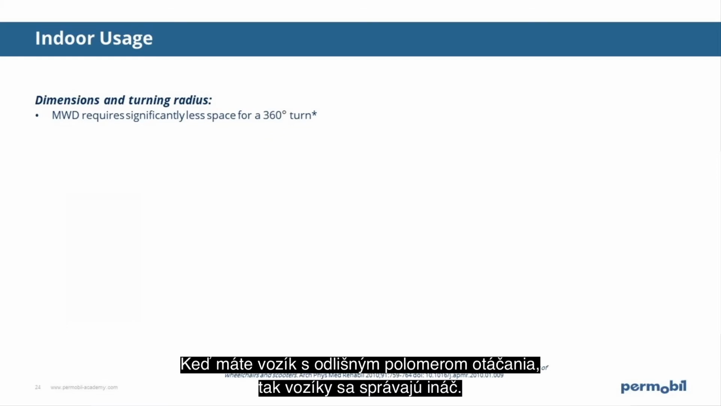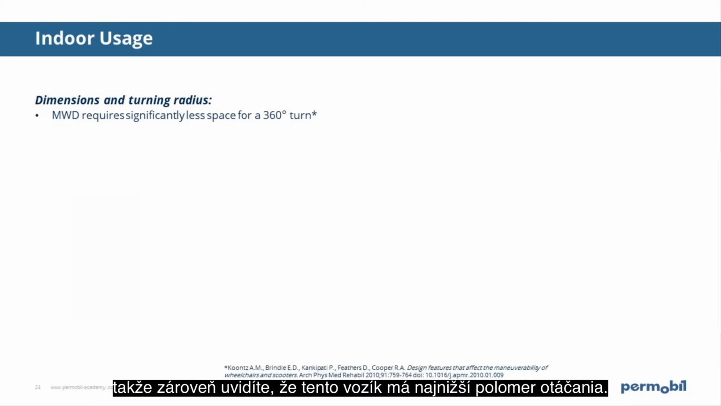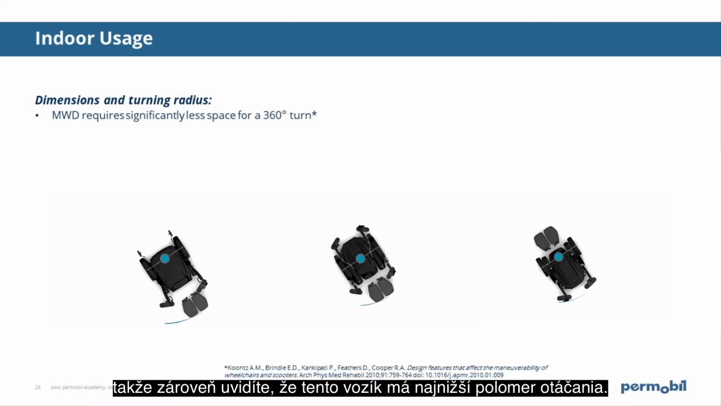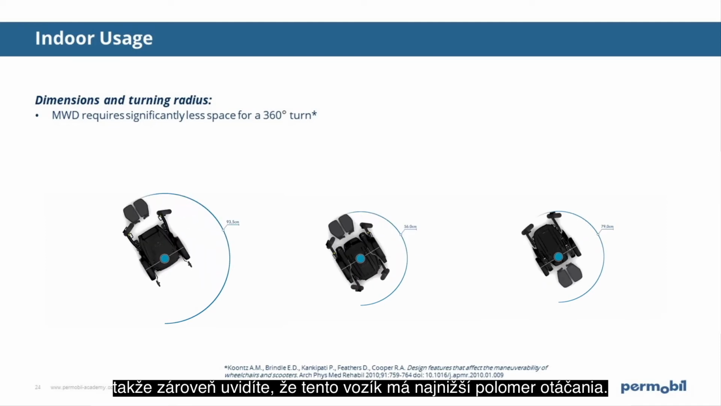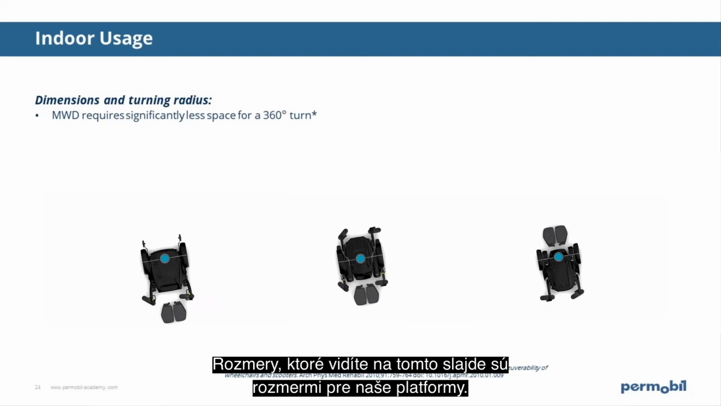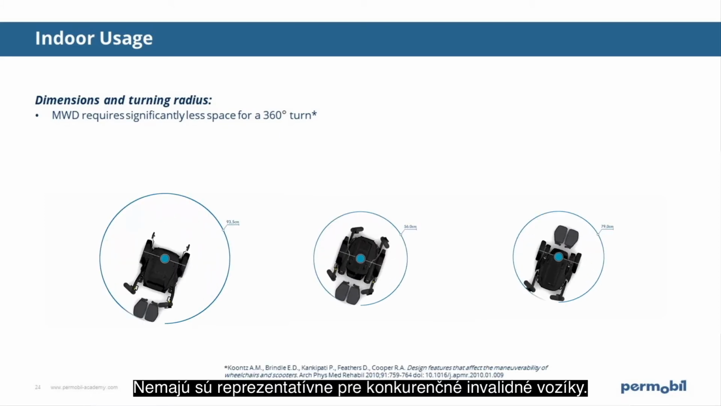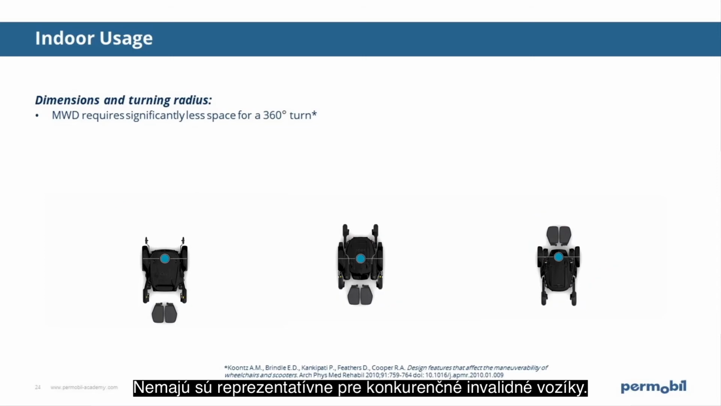The turning radius between the different drive platforms can vary significantly. Mid-wheel drive generally requires significantly less space for a 360 turn, so you will see that the mid-wheel drive also has the shortest turning radius. The dimensions displayed here on the slide are the dimensions of our drive platforms, so it's not representative for competitor wheelchairs.